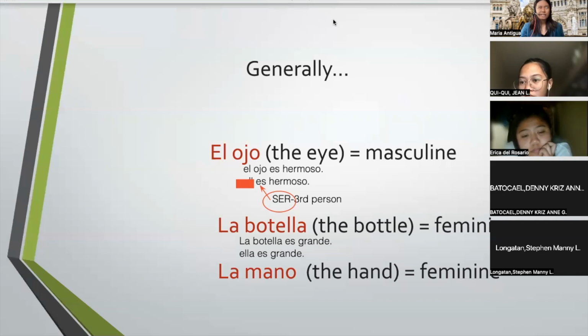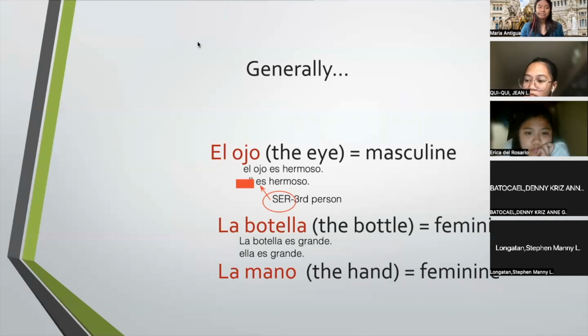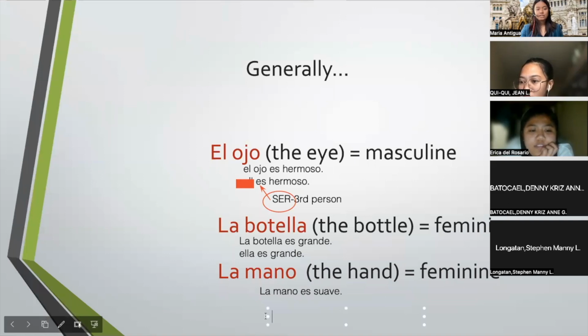So the same thing as what you're gonna do for next week. You have to describe someone, your family or your friends. Okay. La mano. So, la mano es suave. The hand is smooth. What pronoun? The same thing. Anyone? Sige lang. Ella. Ella. Good. Ella es suave.